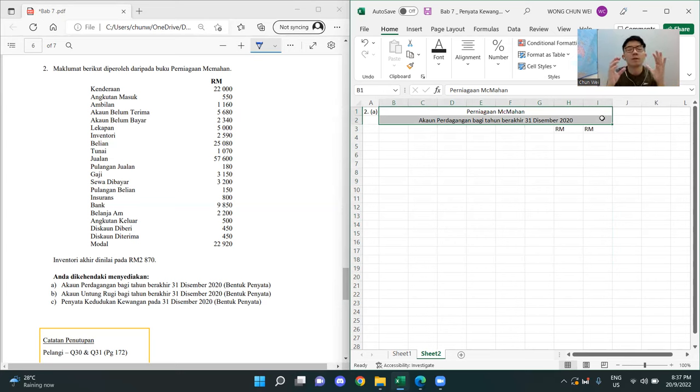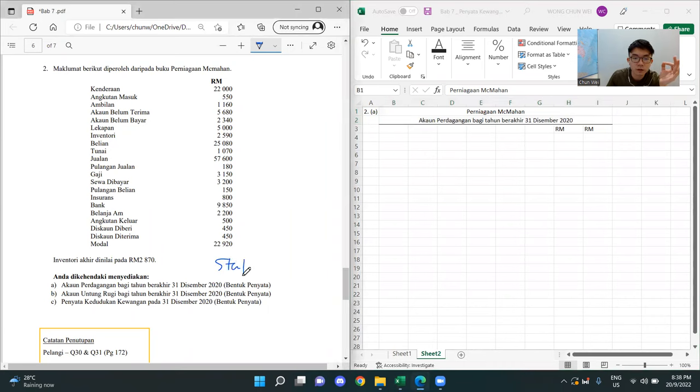This same format you akan menggunakan sampai form 5. Cannot even sampai form 5 lah. After form 5, if you go to college and university, you nak sambungkan perakaunan, then it's the same format you're going to use. I'm not going to lie, even though it's BM now, when you go to college and university, you'll be using English terms. So akaun perdagangan dan akaun untung rugi sini in English, they will call it the statement of profit and loss.